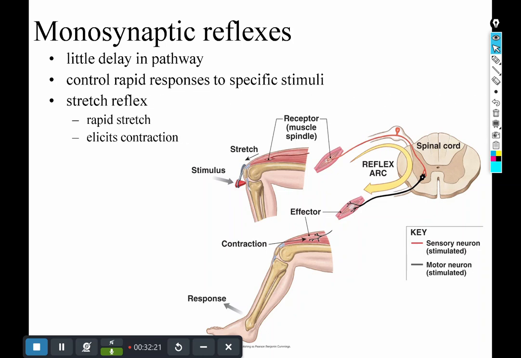So stretch reflexes, this is not the only one that exists, there are others, but when there is rapid and very intense stretch, what that would mean is the structural integrity of the ligament or tendon is threatened. And so how do we relieve the tension? Well, we contract a muscle to pull the ligament or tendon into a more relaxed position. So that's what we're seeing here.